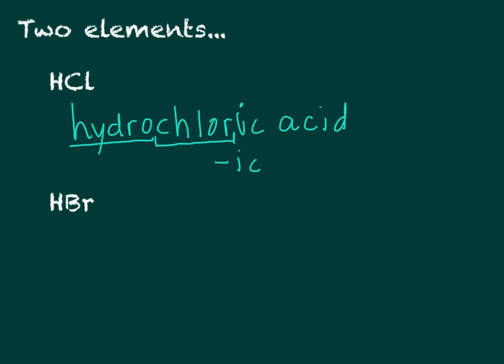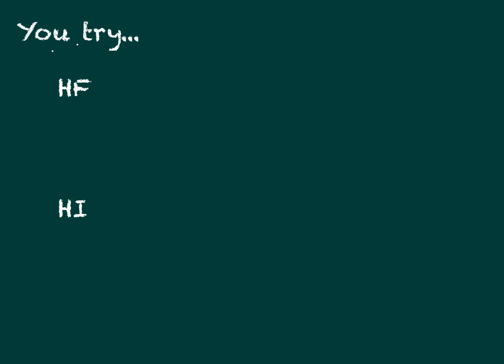HBr is another example. It starts with H. We want to recognize the hydrogen there, so we call it hydro. Br is the element bromine, so we're going to take the root of bromine, brome. We add the ic suffix on the end, and then the word acid. So HBr is hydrobromic acid. Try using that naming scheme for these two compounds, HF and HI.